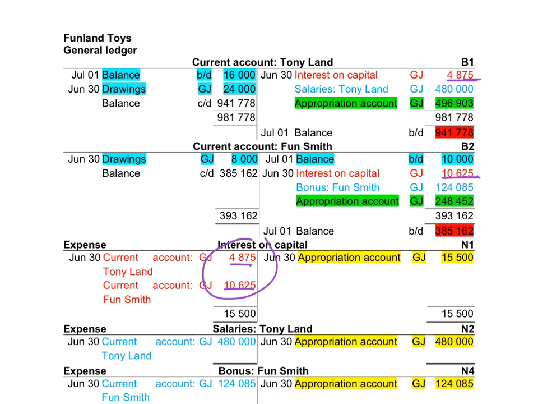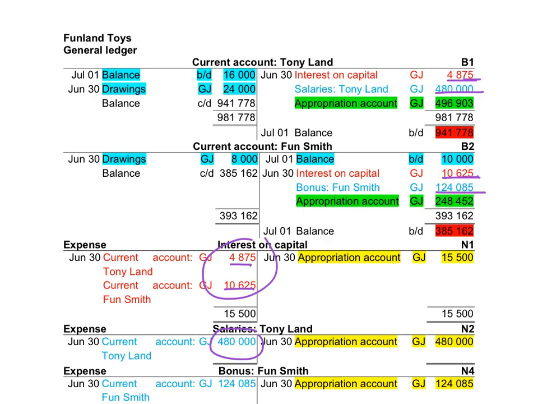With the salaries, we will do the same. We will create a salary and credit the current account to indicate that this amount is outstanding. And for the bonus, we will do the same. We will debit the bonus account and we will credit the current account to indicate that that money must be paid to the partner. So those are my three adjustments.